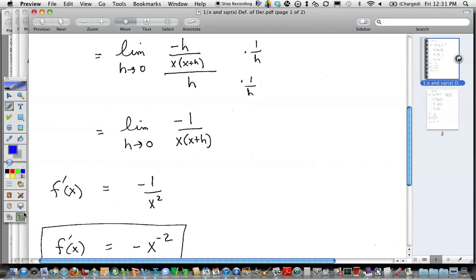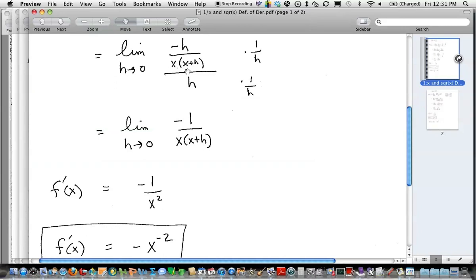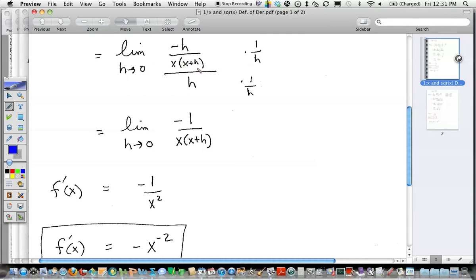We've got negative x on top. We've got x times x plus h. Do not distribute that bottom. Leave it factored because some nice things will happen with some canceling generally. We got an h on the bottom, so we're going to multiply by the reciprocal. Again, good things happen. We can cancel those h's.